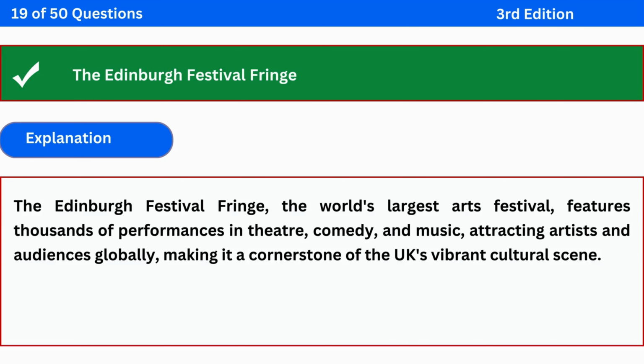The correct answer is the Edinburgh Festival Fringe. Explanation: the Edinburgh Festival Fringe, the world's largest arts festival, features thousands of performances in theatre, comedy, and music, attracting artists and audiences globally, making it a cornerstone of the UK's vibrant cultural scene.